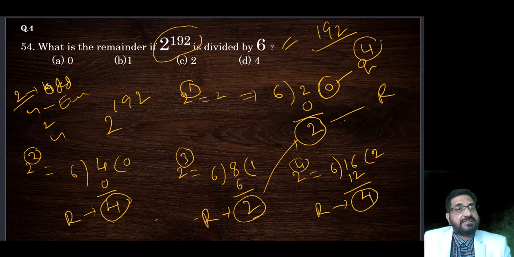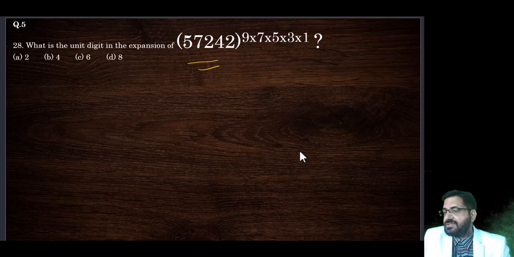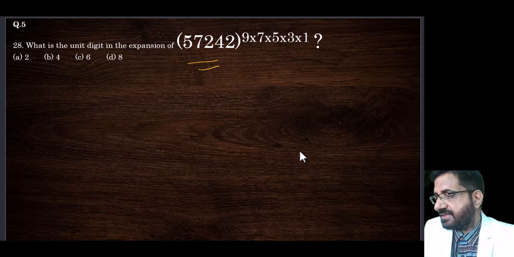Again, I am giving it to you. See, the base is 57,242. For this base, the power is 9 into 7 into 5 into 3 into 1. What is the unit digit in the expansion when you do this? Suppose this is asking like this.